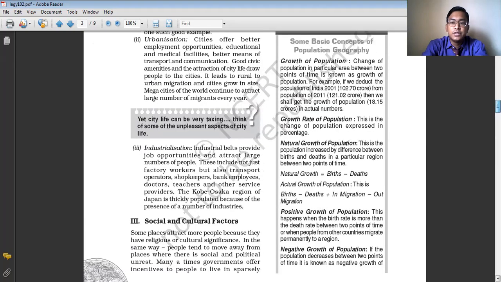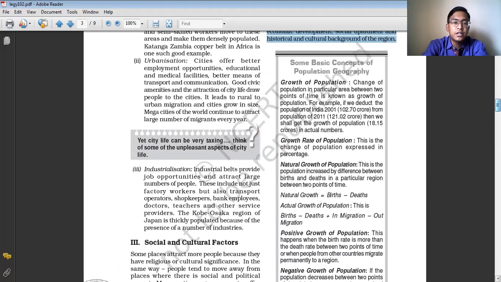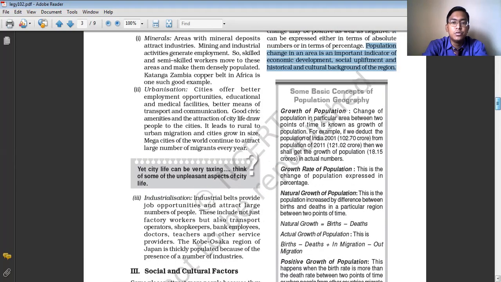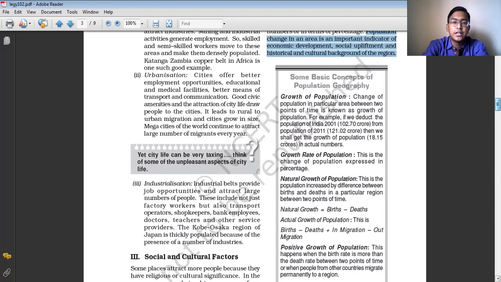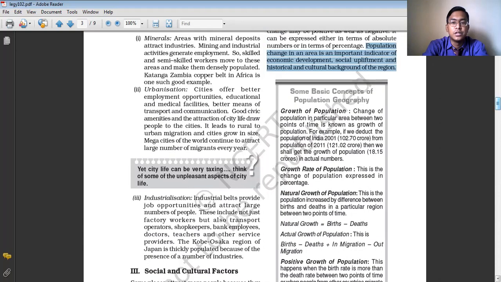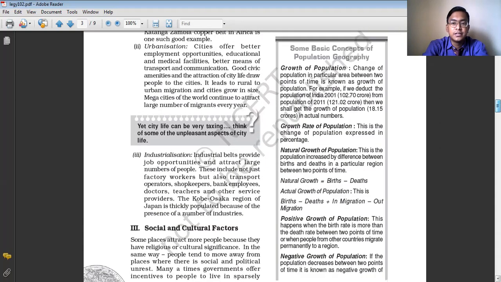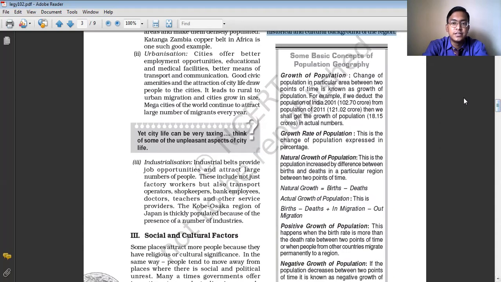There are some important terms which we need to learn, which are very related to population growth. These are some of the basic concepts of population geography: the growth of population, the growth rate of population, the natural growth of population, positive growth of population, and negative growth of population.